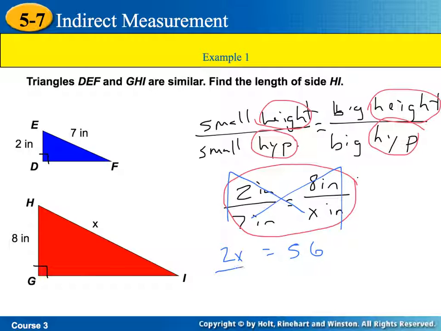Then divide by 2. X is equal to 28 inches. The important piece is, notice I set up my proportion. I had the same ratio on both sides. If you look up here, same ratio on both sides. Set up my proportion, solve it by cross multiplying. All right? Here's the next problem.